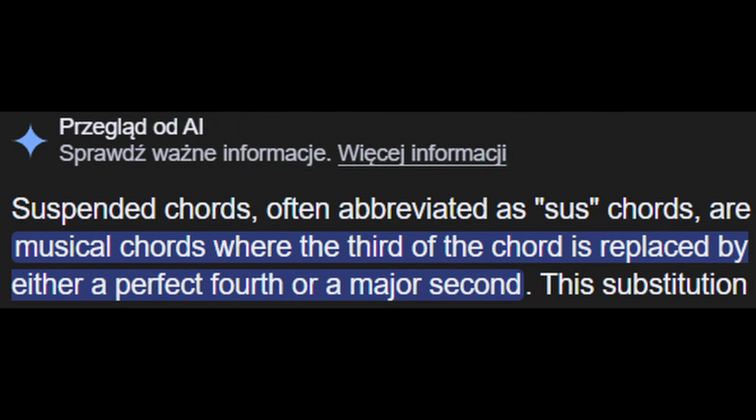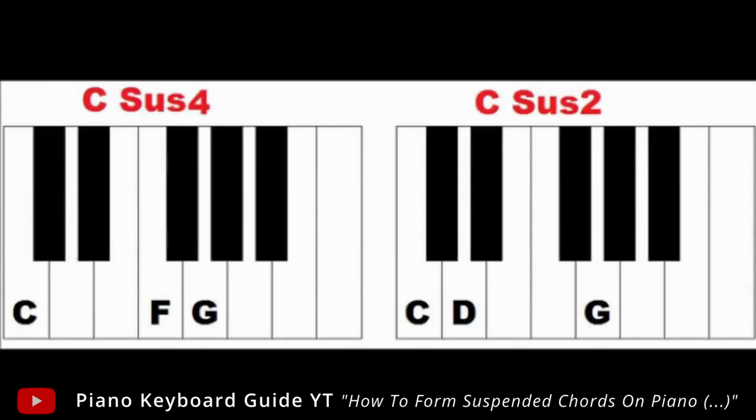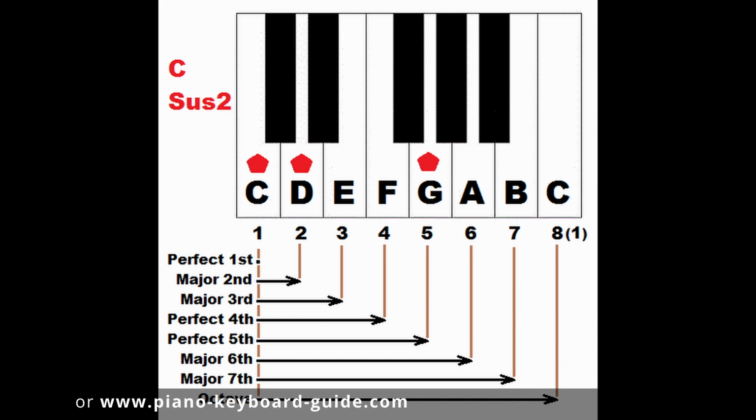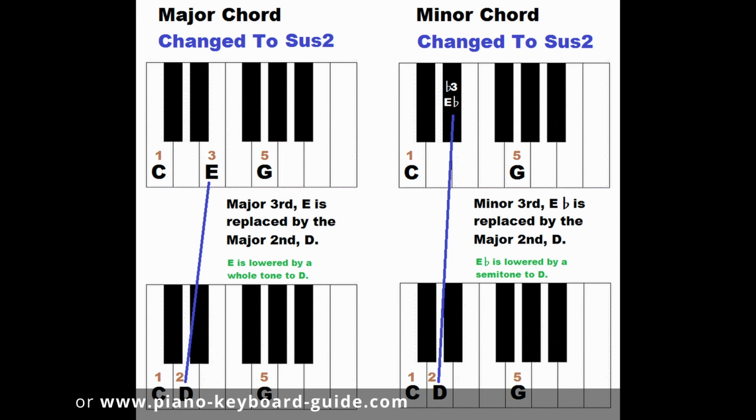Okay, lesson 6, suspended chords. We are getting to some good stuff now. Suspended chords, sus chords, imposter chords. They are in essence alternate versions of major and minor chords. The third is being replaced by either the fourth or the second.